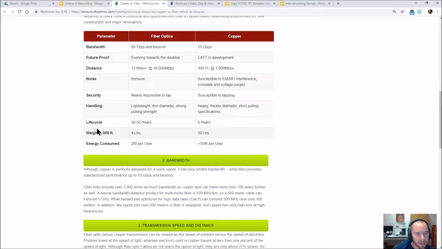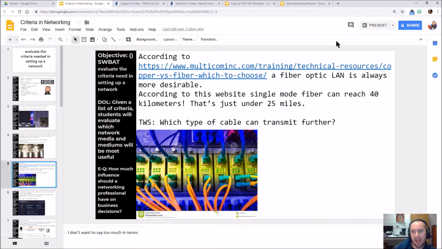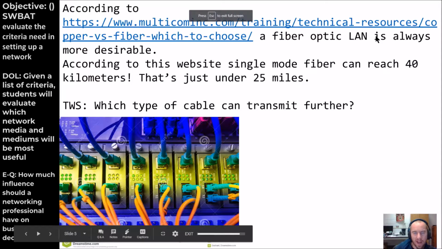And if we're talking about the life cycle, this one is going to last a lot longer apparently. And the last thing I should talk about is the amount of energy consumed. Fiber optics is consuming 2 watts per user, so that's a bit lower than 10 watts per user, and of course it varies, so it has less than 10 watts per user. Maybe 10 watts is like the maximum amount that copper cabling would be pulling from a user at one time.